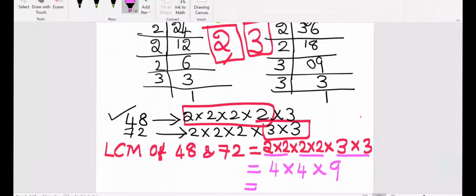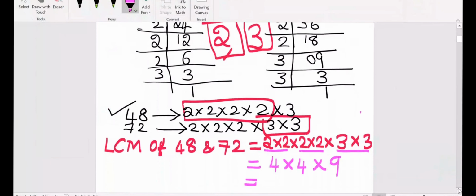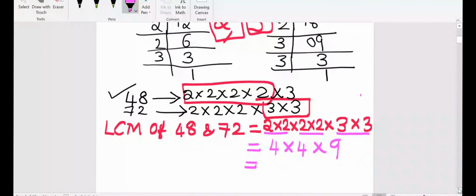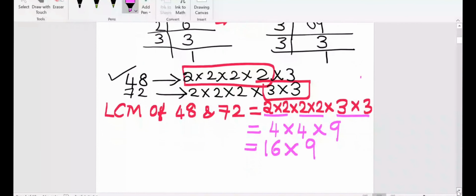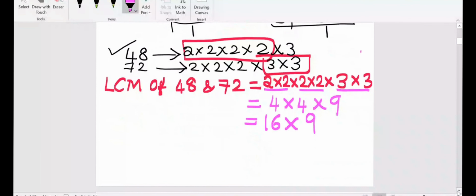Now, the next step is again multiply all these and make it simple. 4 into 4. If you are doing it stepwise, the advantage is less error happens. If you are doing everything together, there are chances for making the answer wrong or some error happens here or making the calculation difficult. So 16 into 9. It is easy to calculate. So let us do this multiplication. 16 into 9. Very easy to find out.